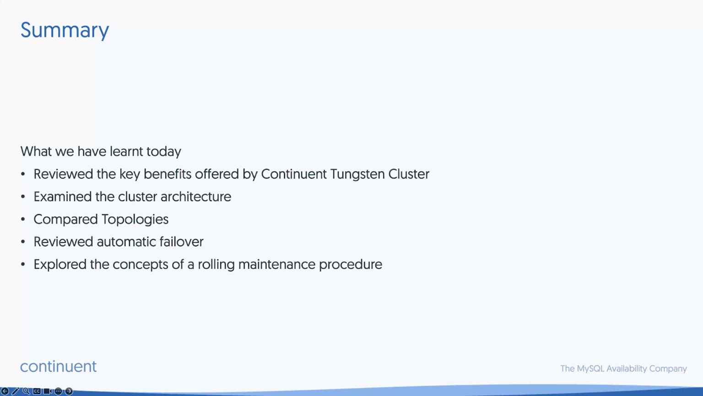In summary, this is what we have covered at a rather high level today. We've reviewed the key benefits offered by Continuent Tungsten Clustering. We've examined the cluster architecture, so the components: the manager, the connector, and the replicator. We've looked at the various topologies. We've had a brief look at how automatic failover works, and we've looked into the concepts of a rolling maintenance procedure. This session was designed to be at an introductory level, and all of the concepts that we've talked about here are explored in a lot more detail in further training sessions as you progress through the clustering series.